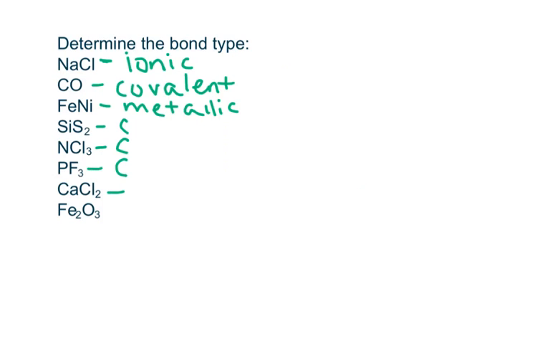CaCl2, calcium is a metal, chlorine is a nonmetal, so it's ionic. Same thing with Fe2O3, iron's a metal, oxygen is a nonmetal.